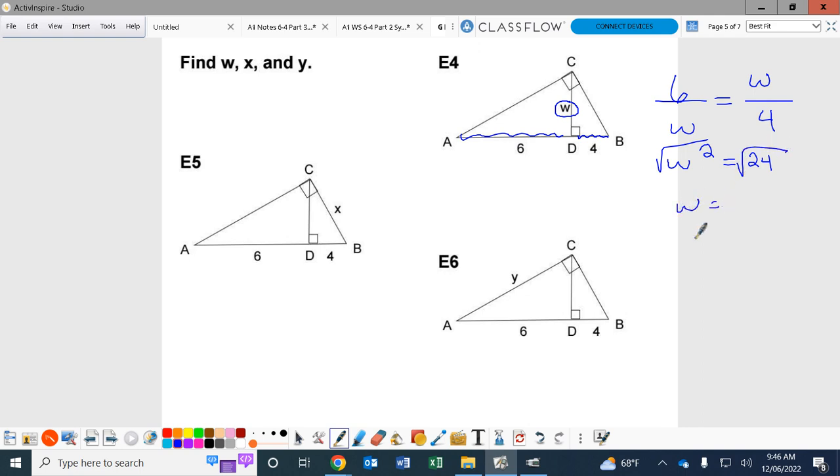Guys, grab your calculators. To type this, you type second, hit the little x squared button, 24, equals. Got to be close to 5, because 25 would be 5. 4 point what? 9. There we go. W would be 4.9.